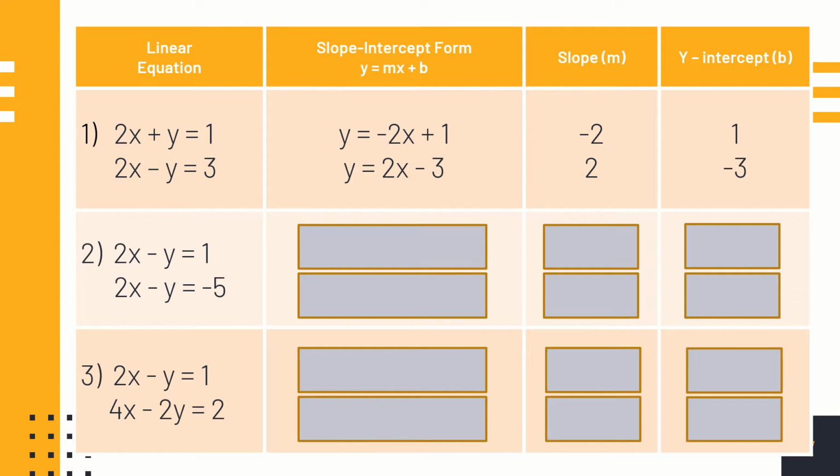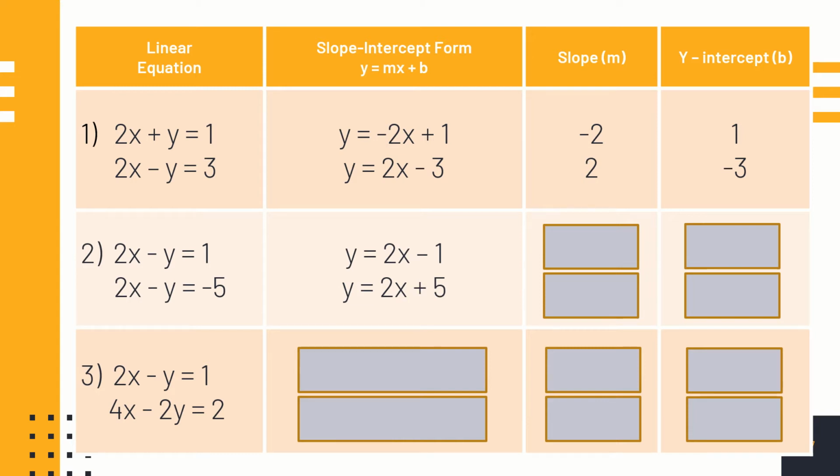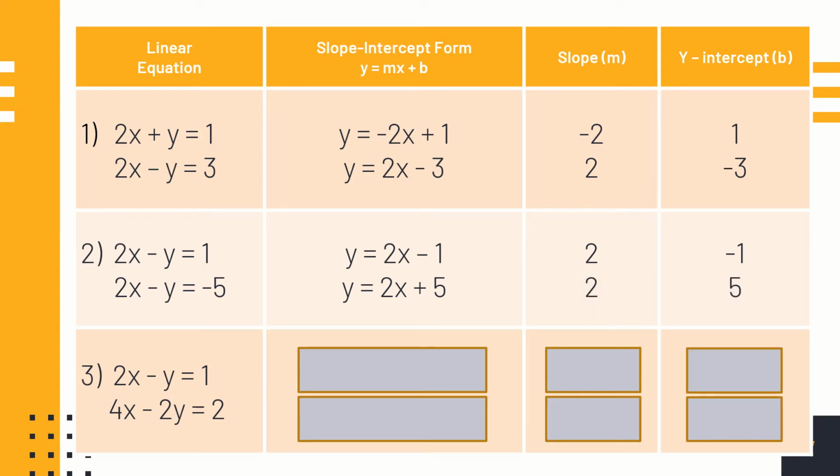We had the system of linear equations in two variables of 2x minus y equals 1 and 2x minus y equals negative 5. So if we are going to write the two equations into slope-intercept form, it will be y equals 2x minus 1 and y equals 2x plus 5. So the values of the slope and the y-intercept will be 2 and negative 1, and 2 and positive 5.